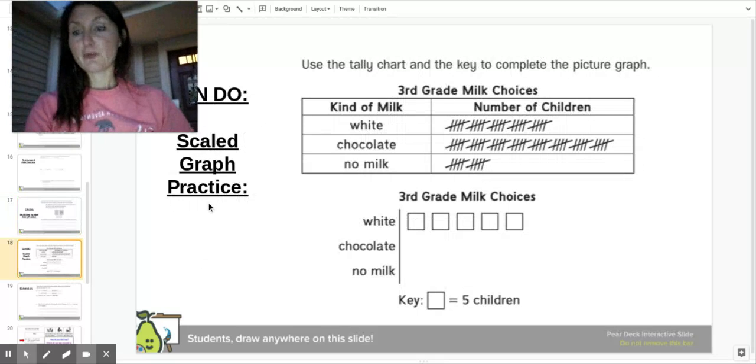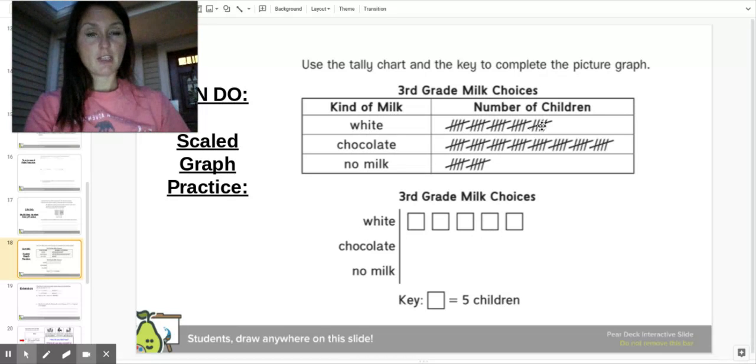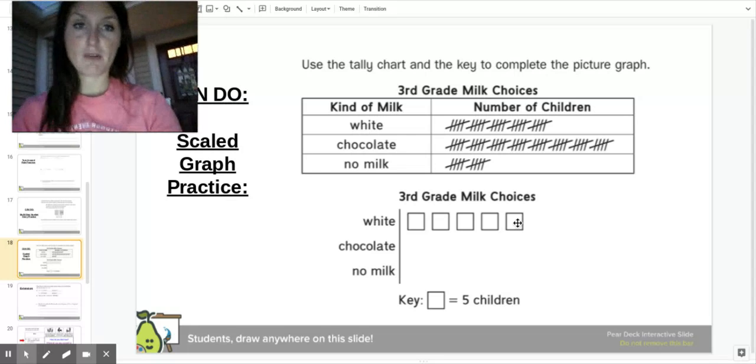Here is a scaled picture graph. You're going to be looking at this on your test. So it says here, this first one's already done, 5, 10, 15, 20, 25. So each one of these boxes is 5. So 5, 10, 15, 20, 25. So that one's already started for you.